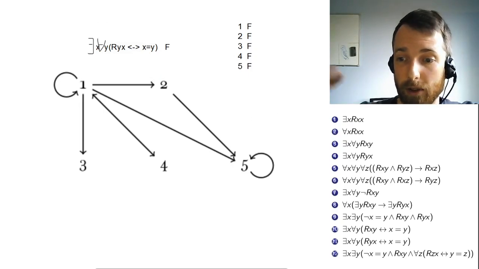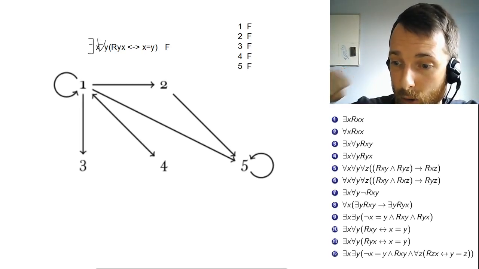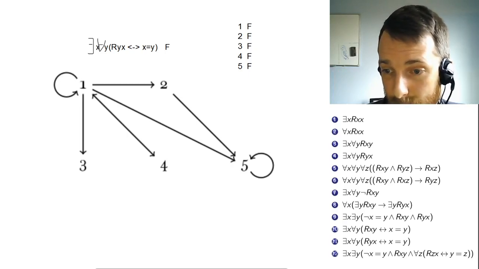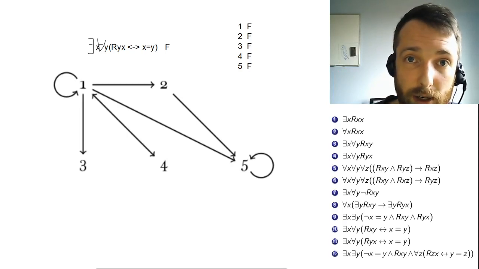Okay, that's how you do it. That's how you check these things. Go try the rest of them. See if you can get them. The rest of the sentences from this exercise that I didn't do.